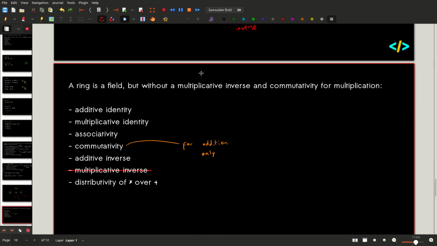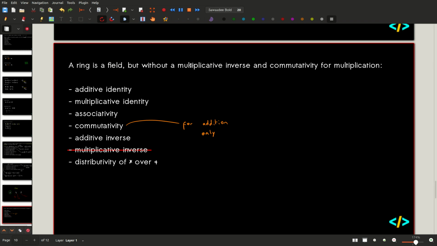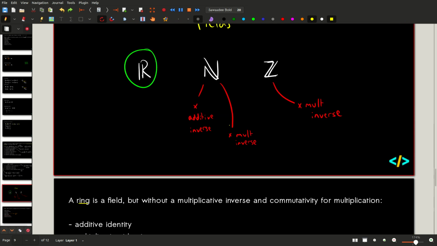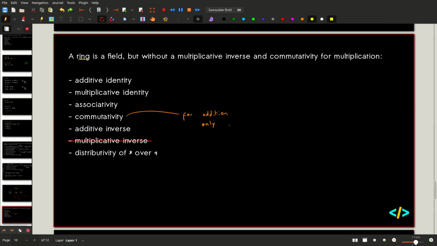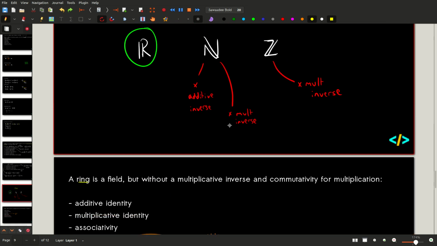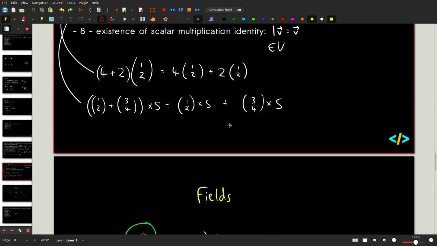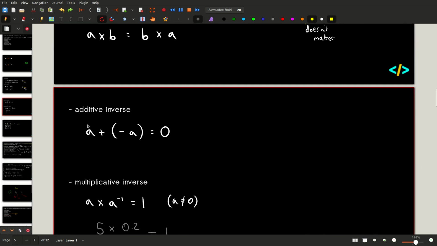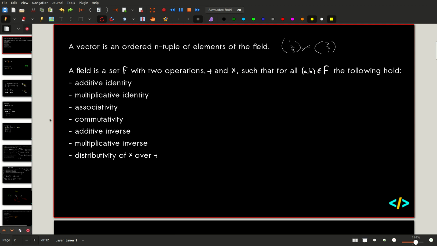Awesome. And then we were introduced to something called rings. A ring is just a field, but without multiplicative inverse and commutativity for multiplication. So could you have a field of complex numbers? With complex numbers, if we go to the field, would it contradict any of these?